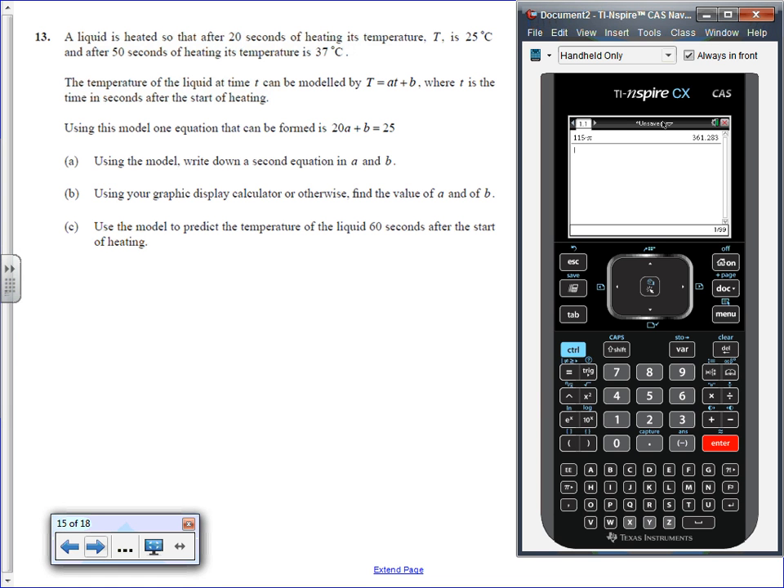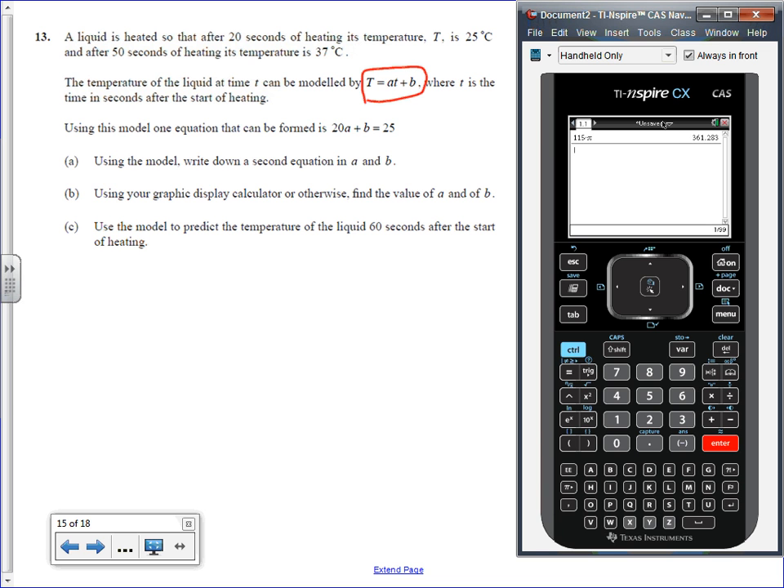All right, a mathematical model here. A liquid is being heated. They give us a couple of points, right? After 20 seconds, it's 25 degrees. After 50 seconds, it's 37 degrees. The temperature of the liquid at time t can be modeled by this function. Capital T stands for the temperature, and lowercase t stands for the seconds.